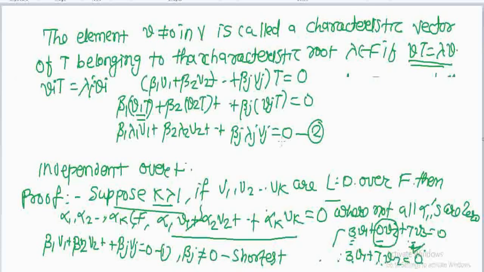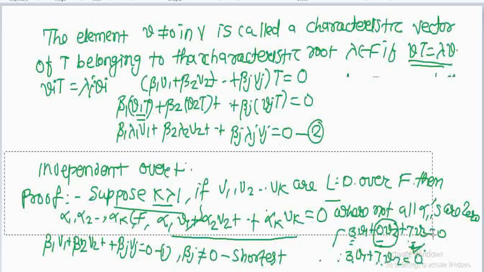Now multiply equation 1 by lambda 1. Multiplying 1 by lambda 1, what do we get? See here.